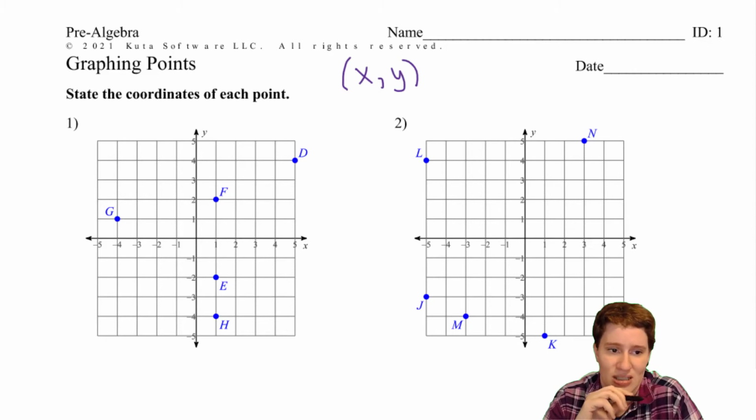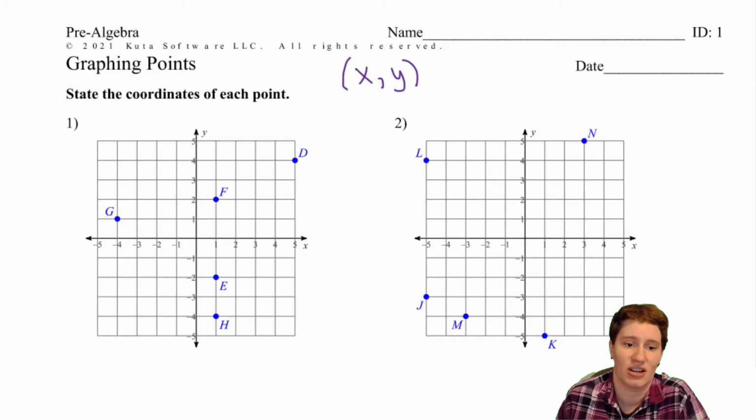So what that means is if I'm trying to, in this first set of problems, state the coordinates of each point, what I want to do is count how much it is going left or right, and then how much it is going up or down. And so I'll start here with D, because I'm going to go in alphabetical order. The coordinates for D, I would count, okay, that's to the right 5. So the x coordinate is 5. And then I'm going to count how far it is up. It's 1, 2, 3, 4 up.